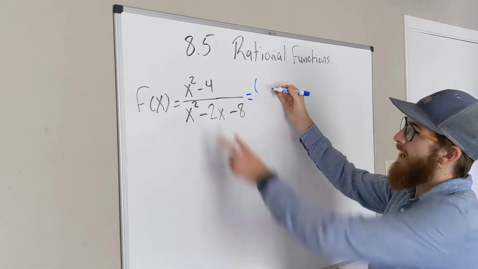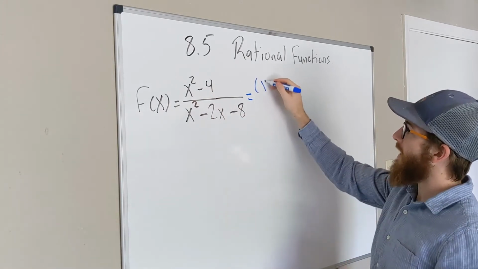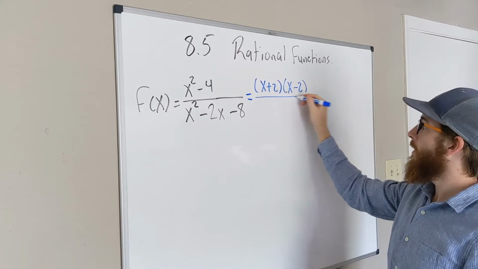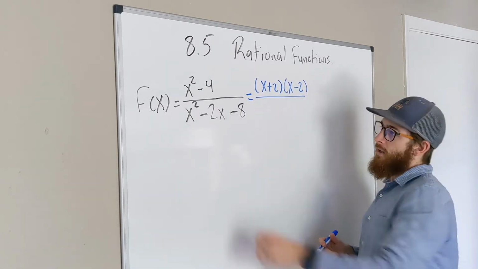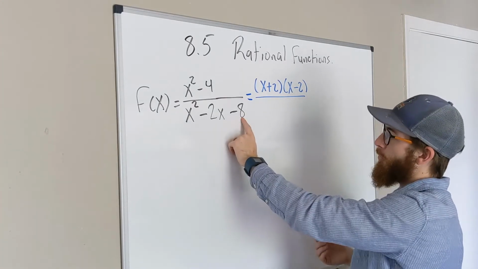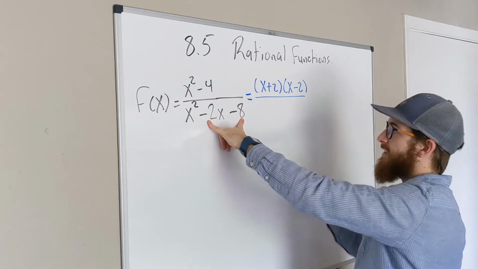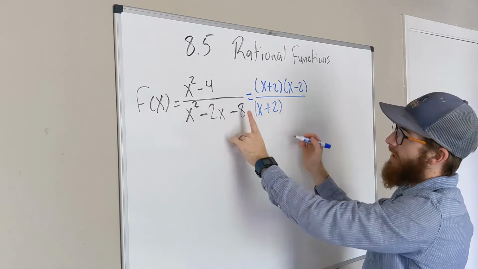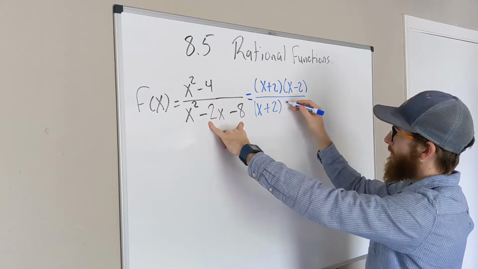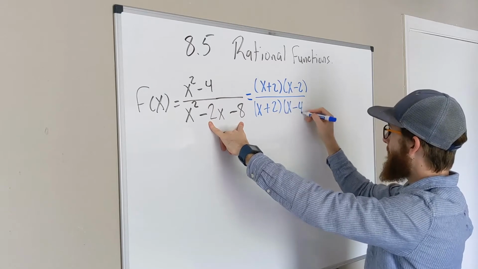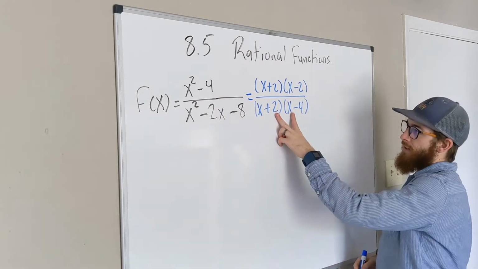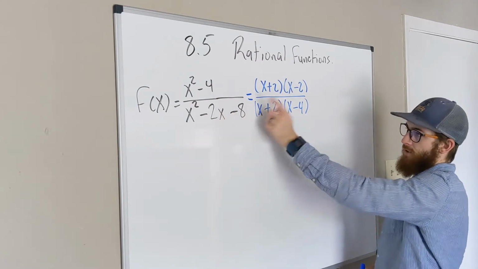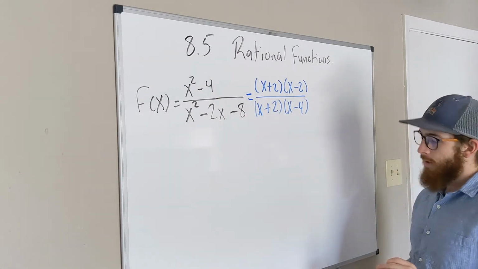So the top piece, x squared minus 4, is x plus 2 times x minus 2. That's a difference of squares. This one, we factor normally: what multiplies to negative 8 but adds to negative 2? I believe, if I've done math correctly, that's negative 4 and positive 2. So if I multiply these two, that'd be positive 2x, negative 4x, gives me negative 2x, and 2 times negative 4 is negative 8. Okay, so now I have that.